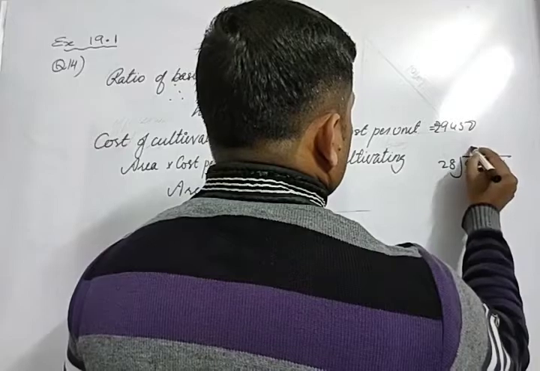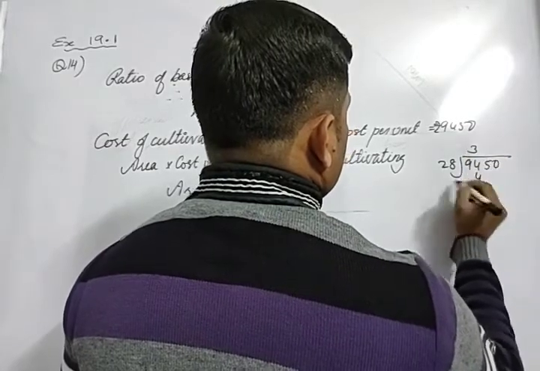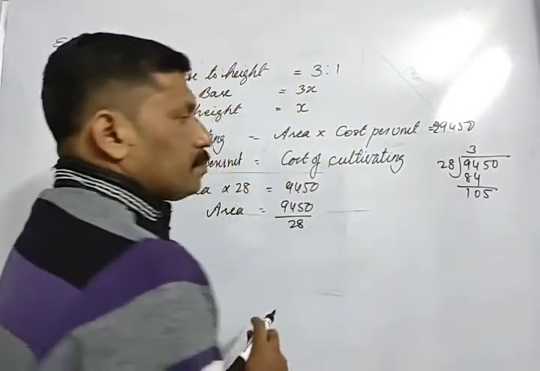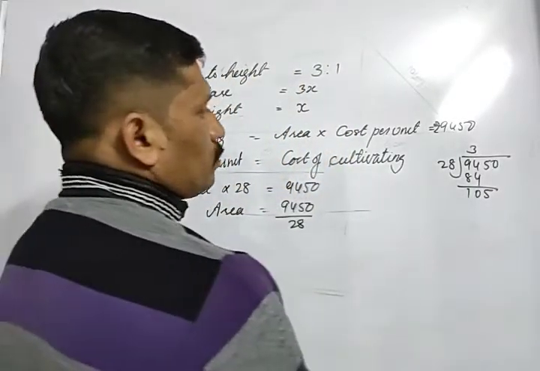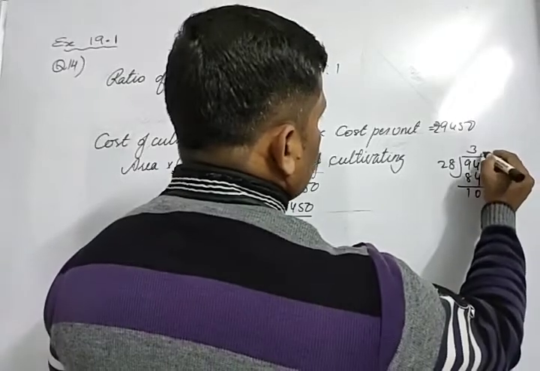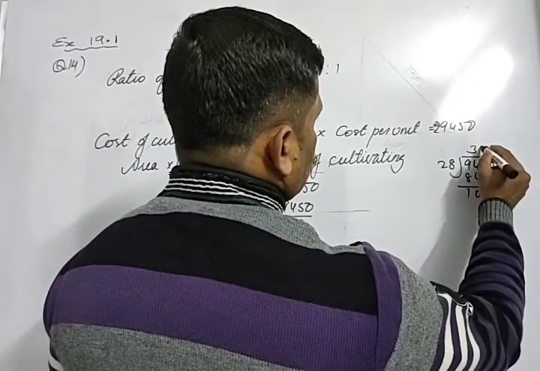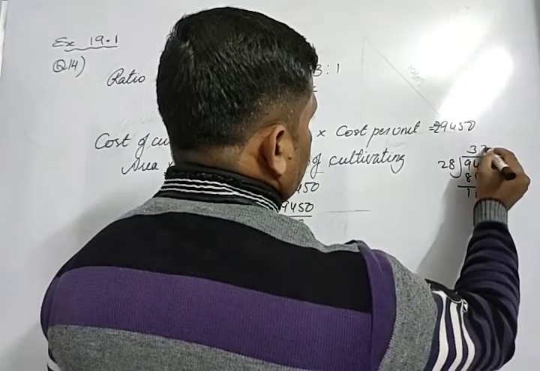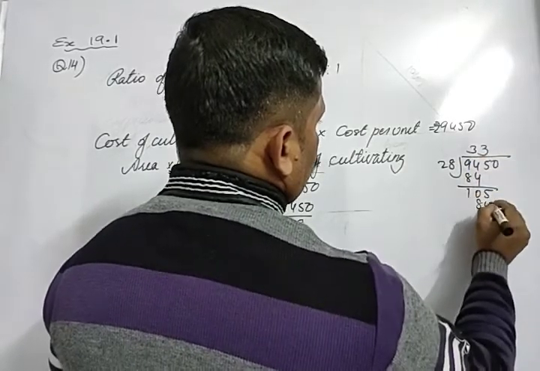That is equal to... 3 8s are 24, 84, then 10, 105. Three times 84.